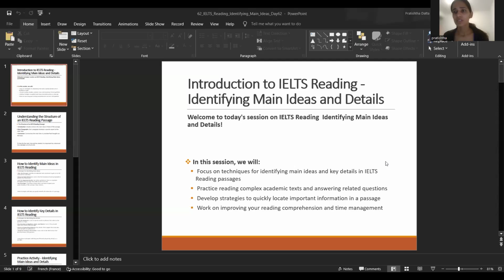This is Pratishta, your IELTS tutor, and in this session, we are going to be looking at some of the reading techniques. Majorly, this time we'll be focusing on the main ideas. So it is really essential to know what the text is about, right? That is primarily one of the biggest things that you should know when you are reading any text. So, with that being said, let us take a look at what we are going to do today, what our goals are, and then let's get to reading immediately.